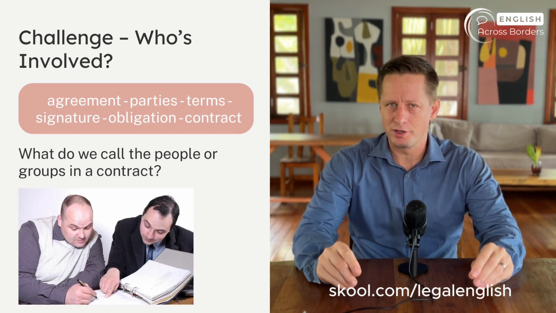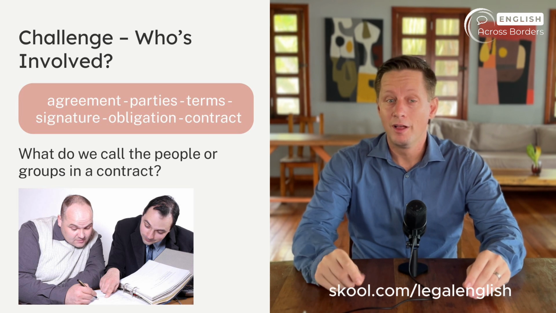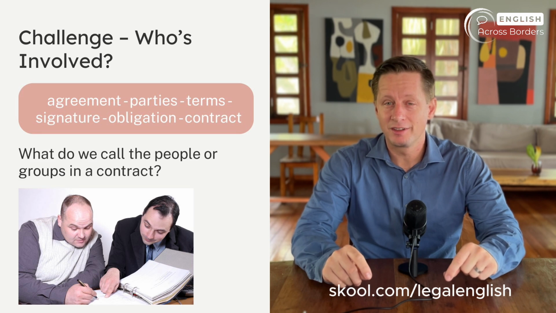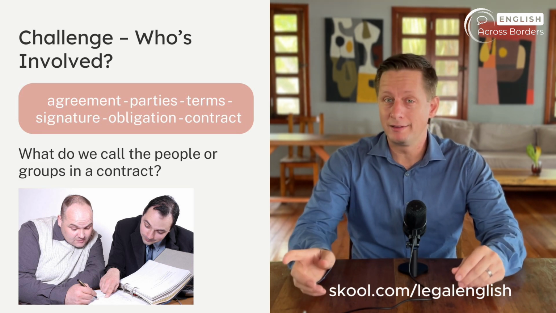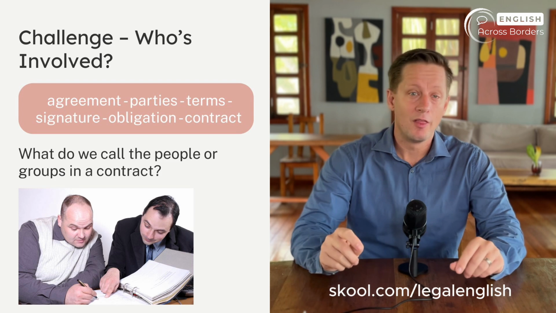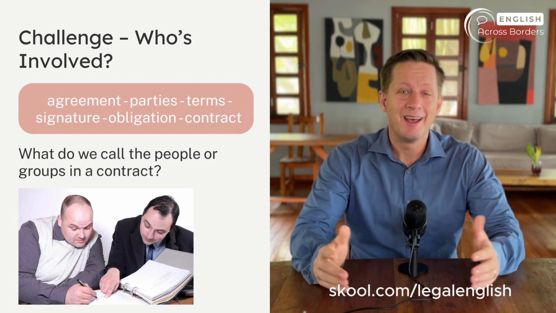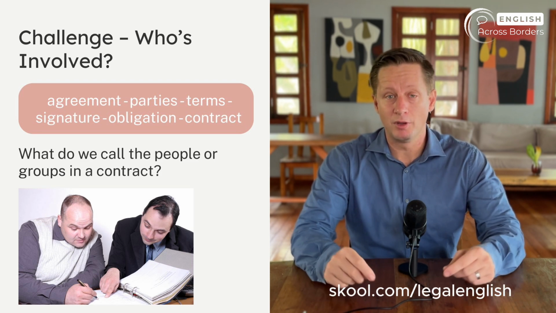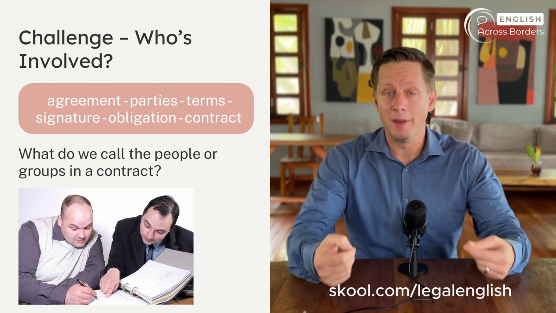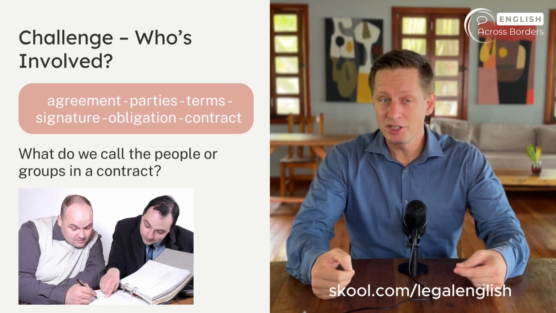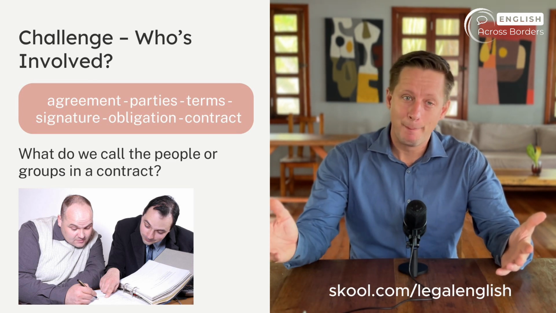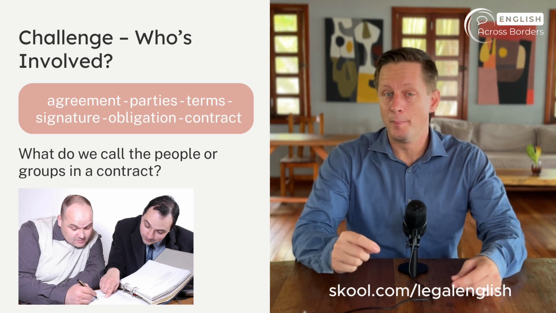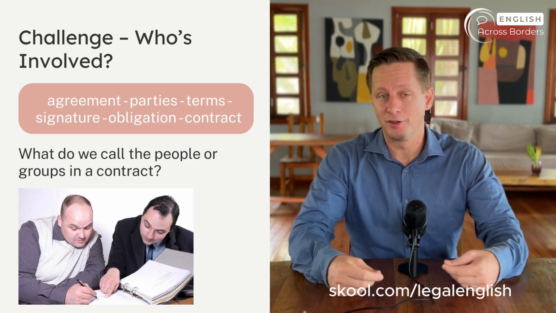Here's the next question. What do we call the people or groups in a contract? Picture this. Maria wants to rent an apartment from Juan. They write down their promises and both agree to follow the rules. Maria and Juan are the people involved. They are the ones making the deal. In legal English, they are called parties. Every contract needs at least two parties, the people who are bound by the terms.